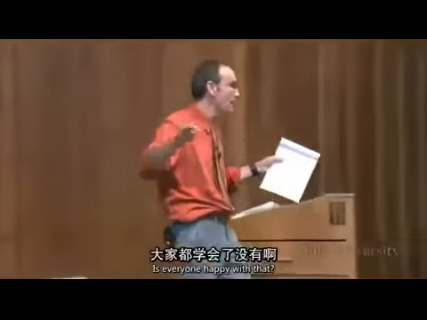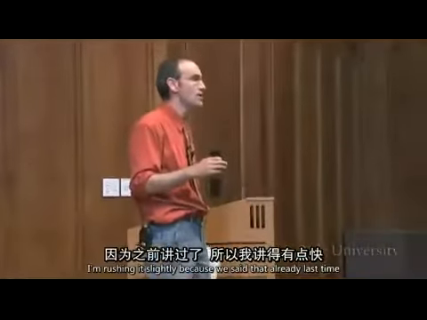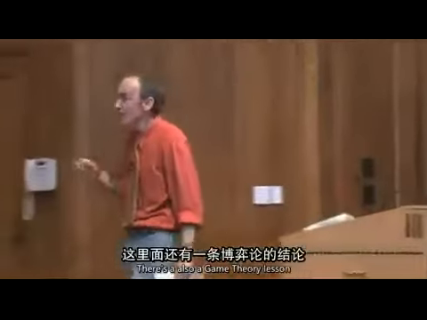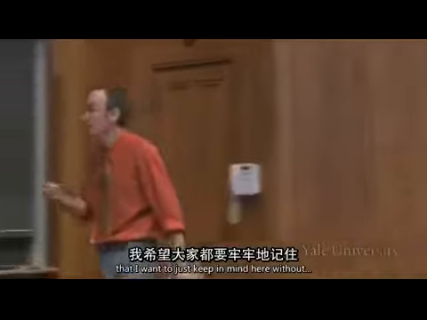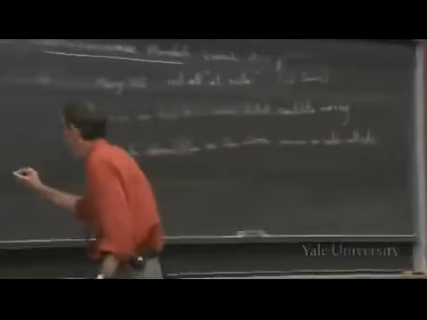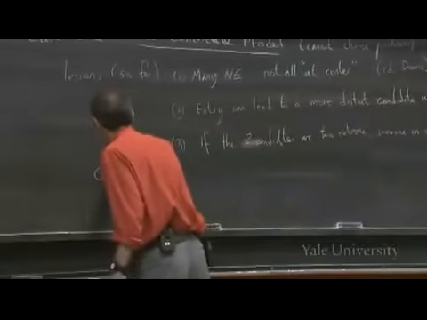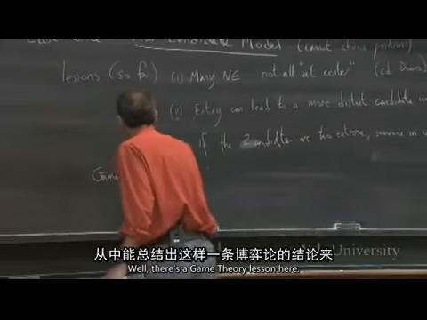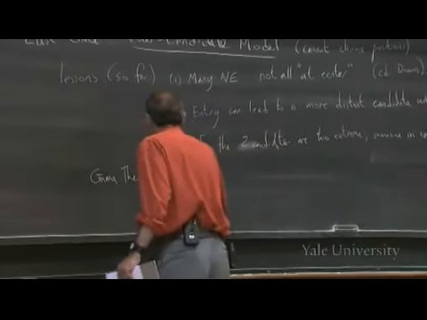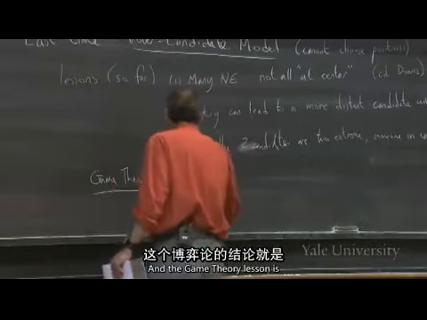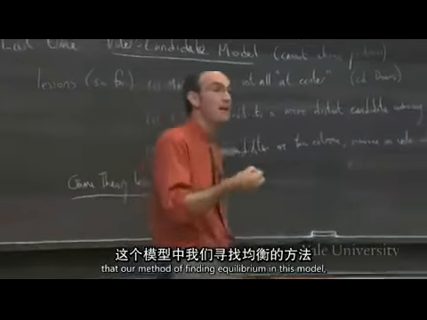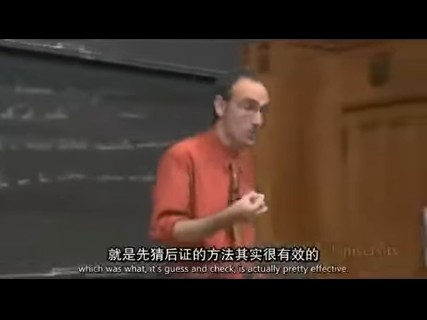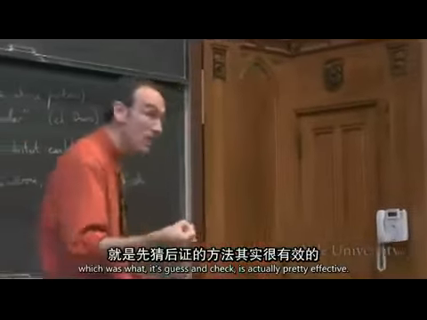All right, is everyone happy with that? I'm rushing it slightly because we said that already last time. Is everyone happy with how it works? Okay. There's also a game theory lesson that I want to just keep in mind here. The game theory lesson is that our method of finding equilibrium in this model, which was what? It was guess and check, is actually pretty effective.